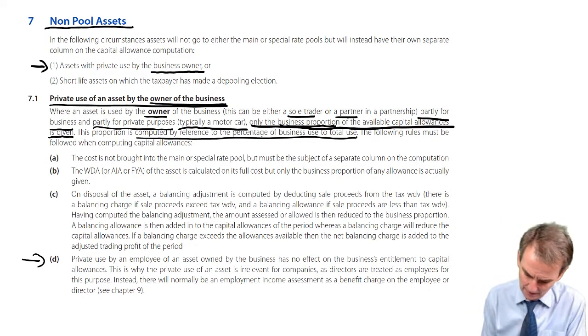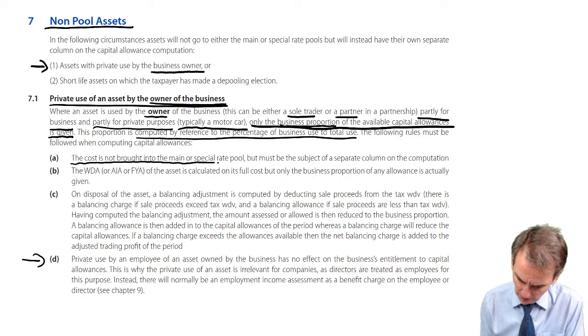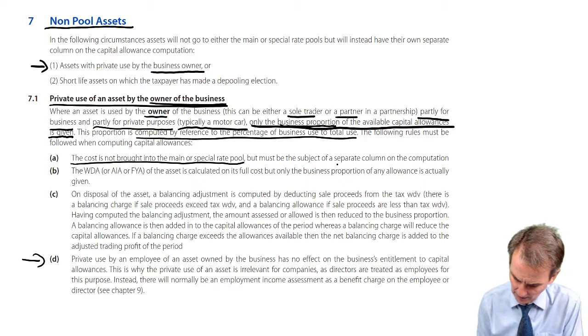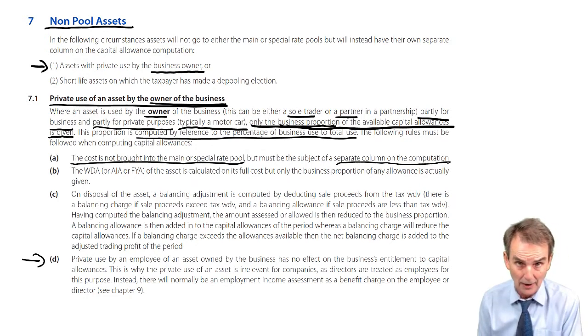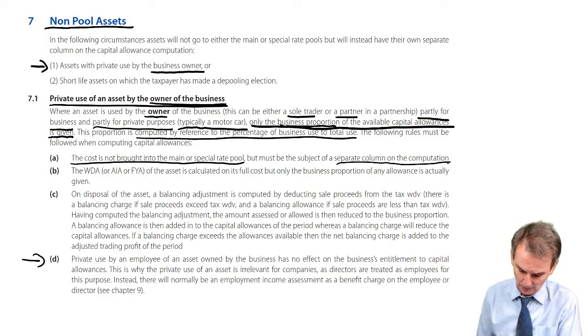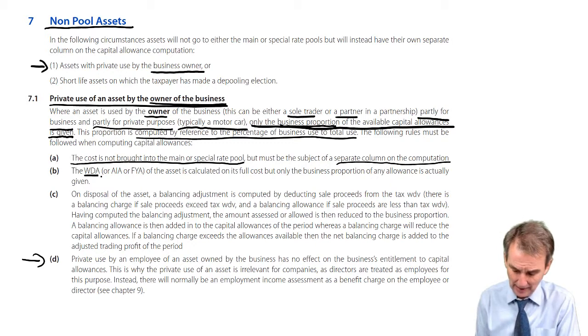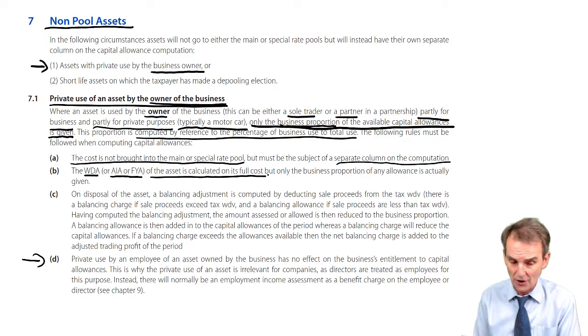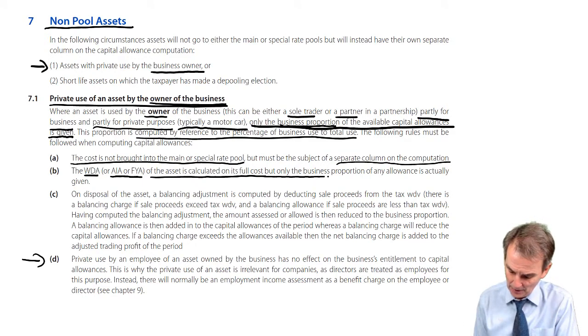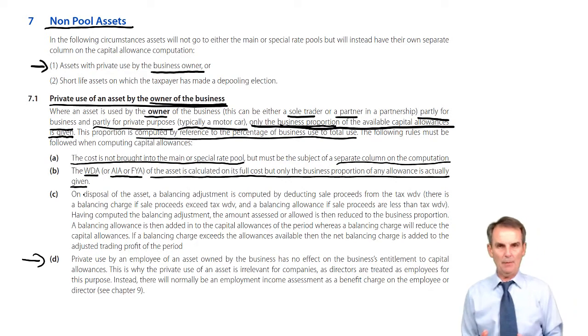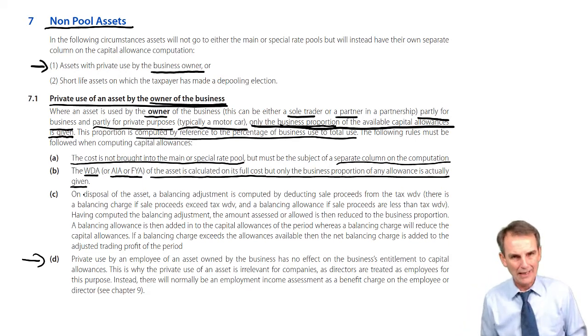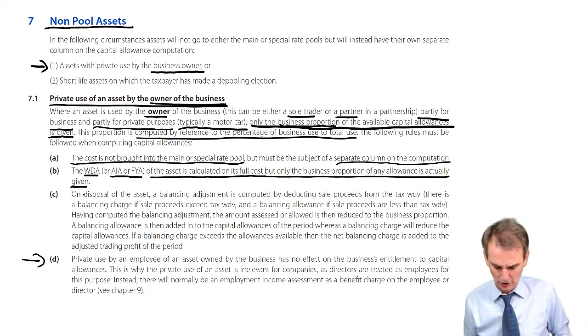Okay. The cost, as we've said, is not brought into the main or special rate pool, but it's going to be the subject of a separate column on the computation headed up in the name of this particular asset, whatever it is. The writing down allowance, much the most likely one, or otherwise AIA or FYA of the asset is calculated on the full cost. The full figure is computed, but only the business proportion of any allowance is actually given. So it's only the business proportion that ends up in your right-hand column, the allowances available column there.